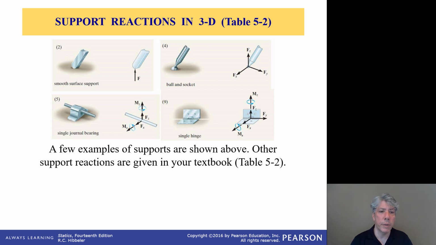Case 5 is a single journal bearing. We were talking about journal bearings a moment ago. Notice that this shows two moments being supported. However, frequently we will not include those two moments. Obviously, the bearing is designed to not have any moment about the axis of the shaft going through it. That's a given. That's the whole point of a bearing. But in theory, it could apply a moment in the Z and the X direction as shown there.